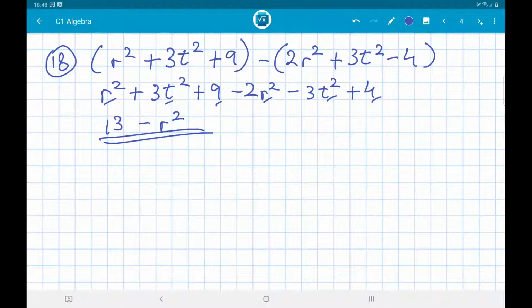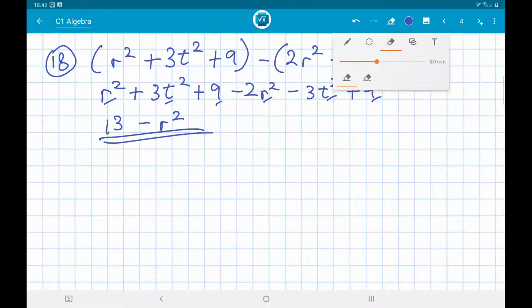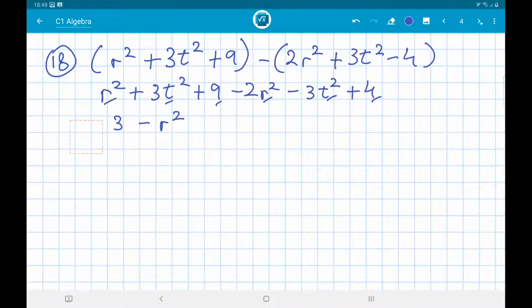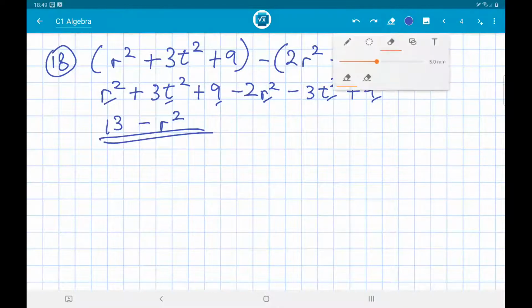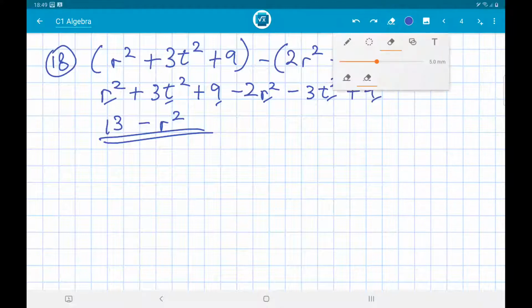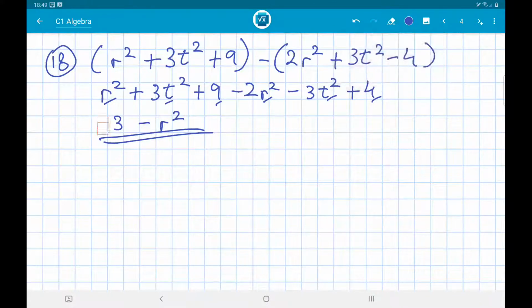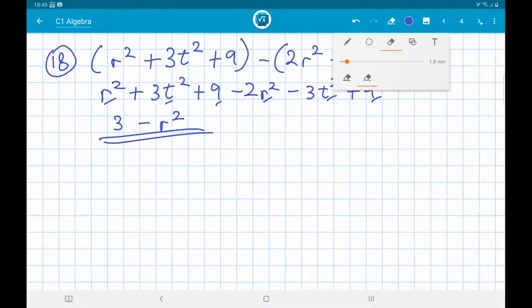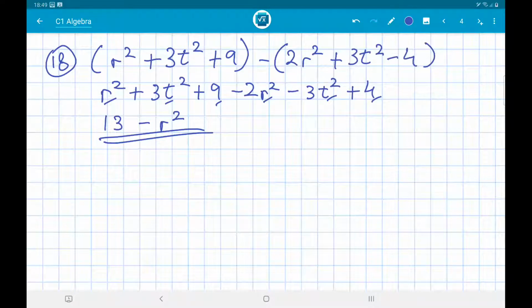Is that L cubed? No, that's 13. We really should be writing that much better. Wow. Okay, 1, 3. Still looks like an I, isn't it? You know what? It's okay. I'm going to take the blame for that one.